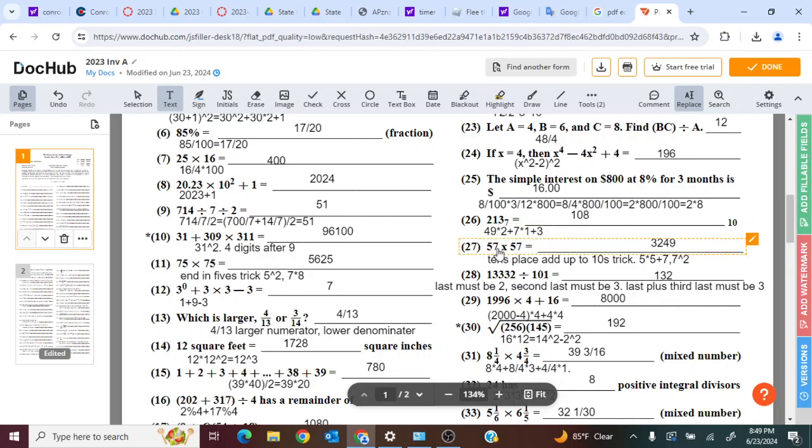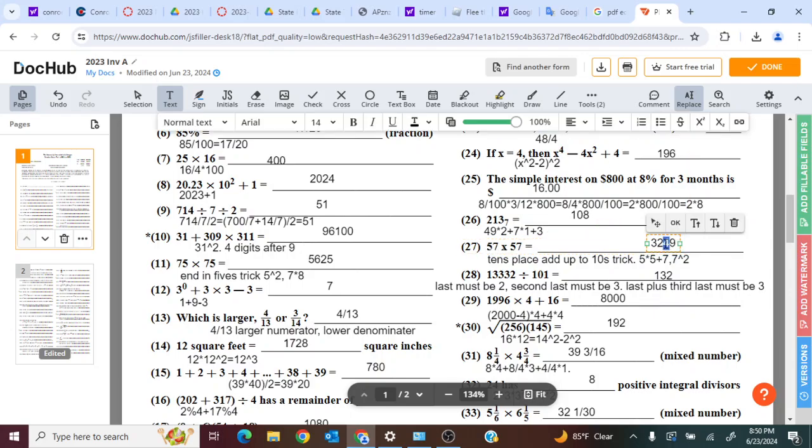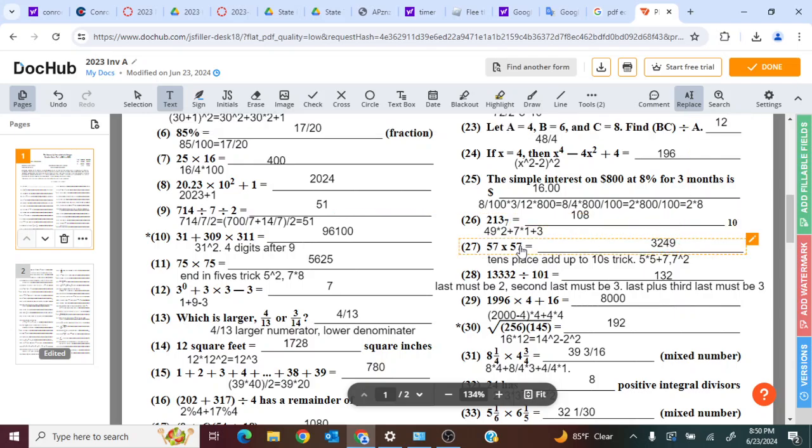Okay, 57 times 57. In this case, the tens place add up to 10, so you can use a special trick. To figure out the last things, you multiply these two numbers, 7 times 7. It's the fact that tens place add up to 10 and these two numbers are the same. 7 times 5 plus 7 times 5 is 7 times 10. It's just 70, so this part of the equation is ignored.